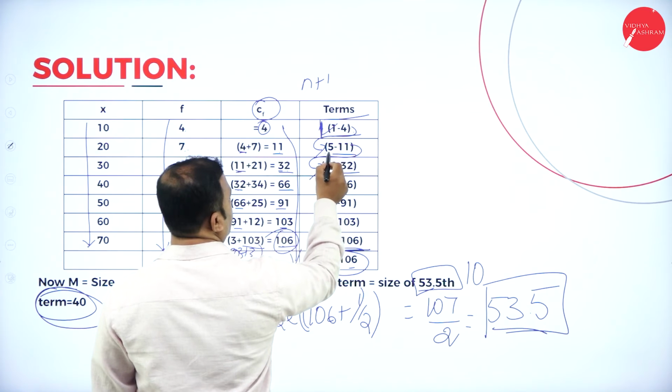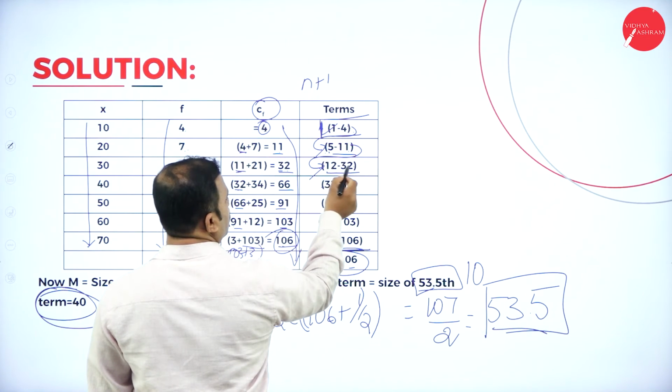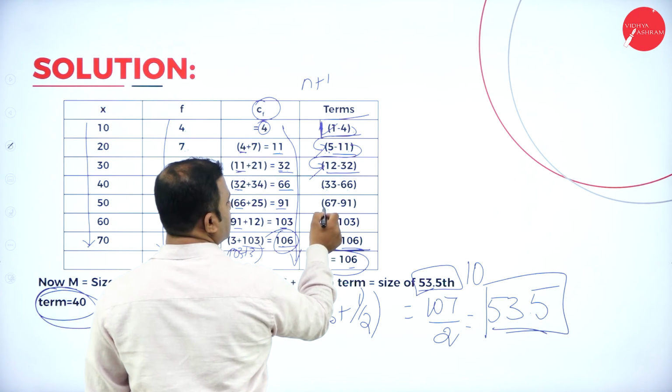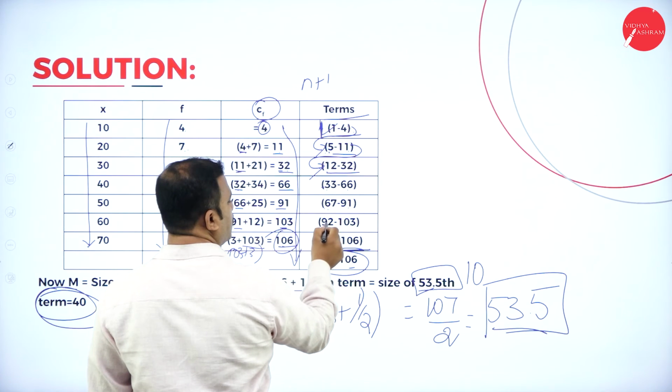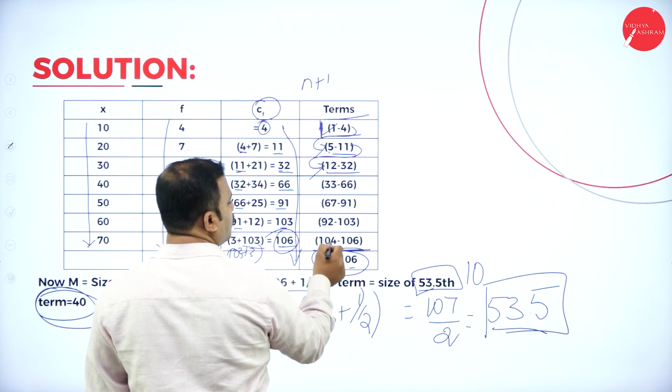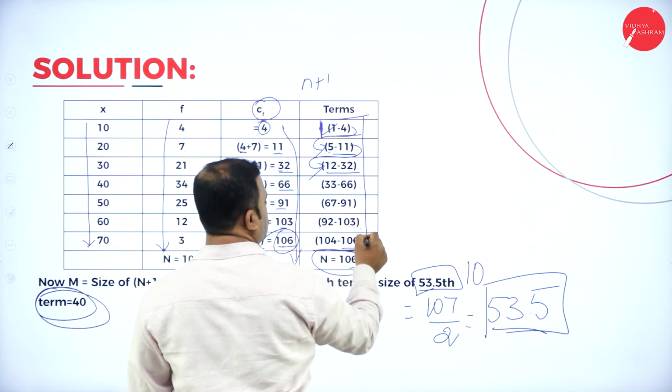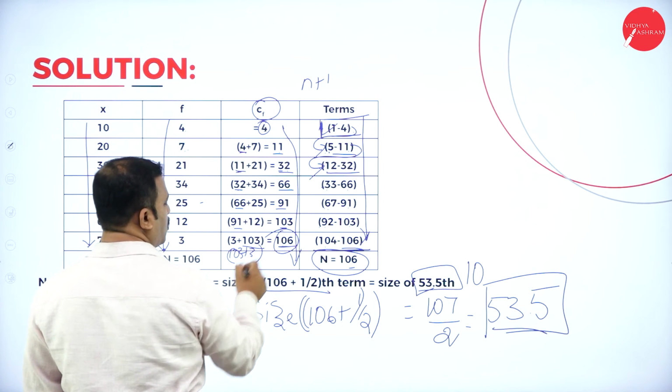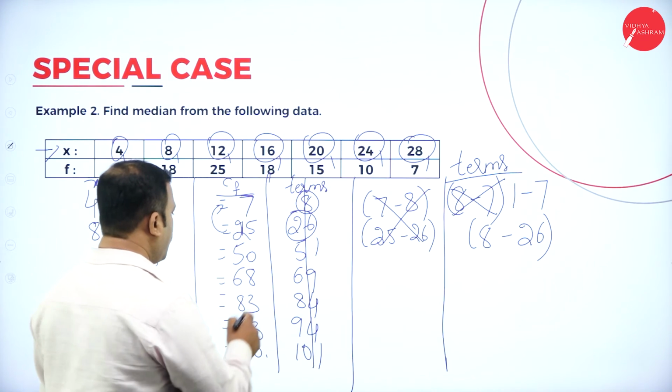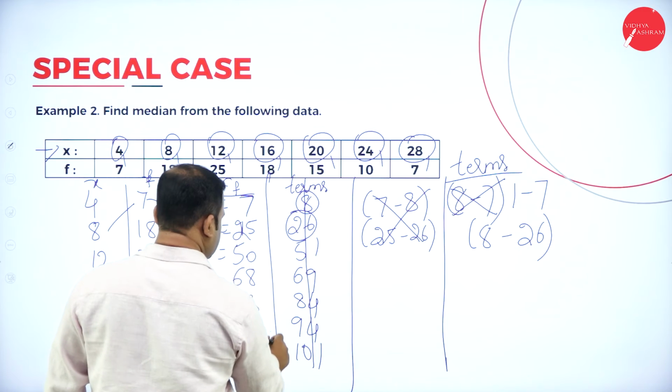We have 4, we have 5. 11, we have 12. 32, we have 33. 66, 37, 67, 91, 92. 103, 104. 104 to 106. What is this value 106? I am ending with 106 here. What is the value that I have obtained here? I have obtained here as 100.